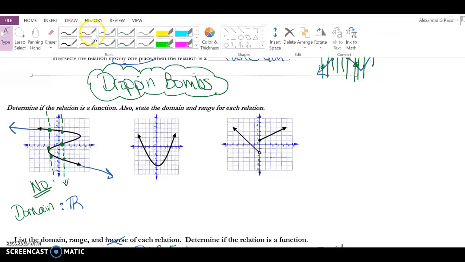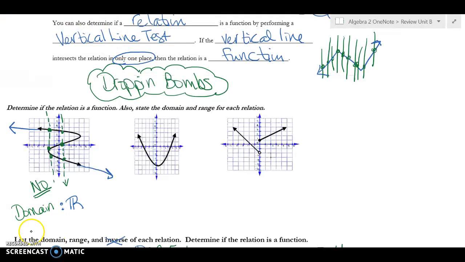For the range, it is up and down. Well, this arrow does go down. It's slow, but it goes down. And this one does go up. It's pretty slow, but it's creeping up. So this one goes both up and down, so it's also all reals.